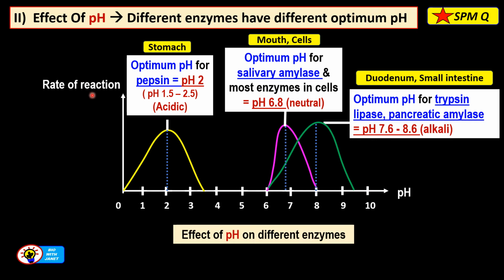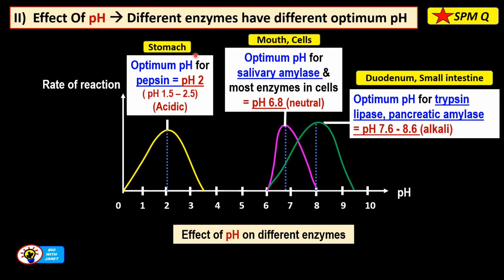So here's a graph of the rate of reaction against the pH. The graph shows a bell-shaped curve. But it's important to note that different enzymes have different optimum pH. Unlike for temperature, where the enzymes act most efficiently at the optimum temperature of 37 degrees Celsius in the human body, for pH, there are different parts or locations in the body that have different pH.